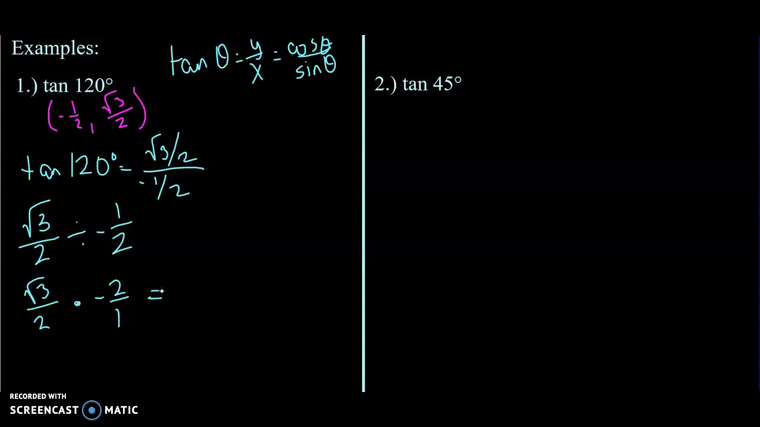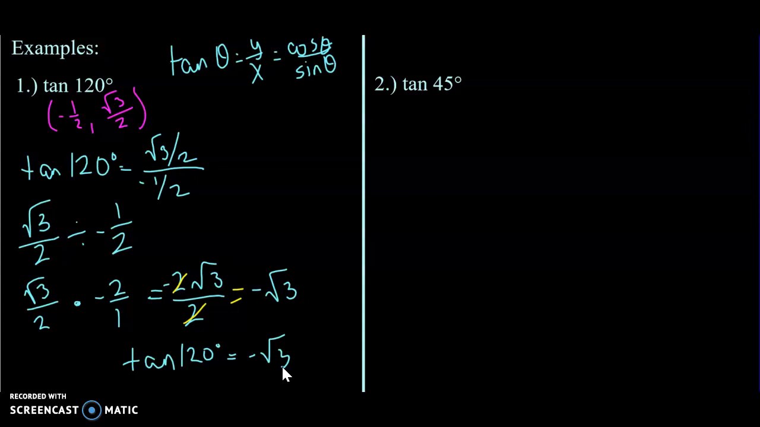I multiply √3 times -2, because the radical 3, I'm going to write radical 3 and then just put the 2 in the front. And then 2 times 1, that's just 2. Well, I have 2 on the top and 2 on the bottom, so they equal 1. And my answer is just negative √3. So tangent 120 degrees is equal to negative √3.